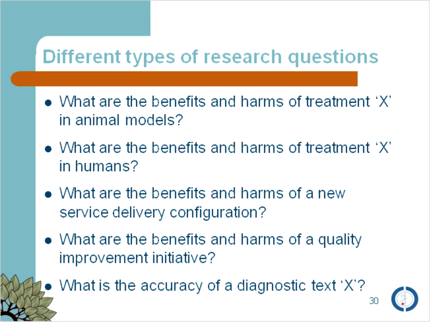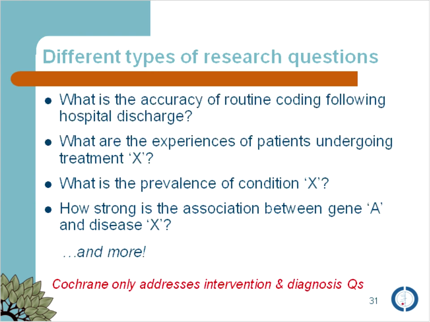And so, this slide and the next just outline that there are different types of questions out there, whether you're looking at benefits and harms of a treatment in animal models, maybe in humans, looking at the service delivery configuration, quality improvement, diagnostic test accuracy, coding for hospital discharge, something more qualitative maybe, looking at the experiences of patients, prevalence or gene association studies, and of course there are a lot of other questions.